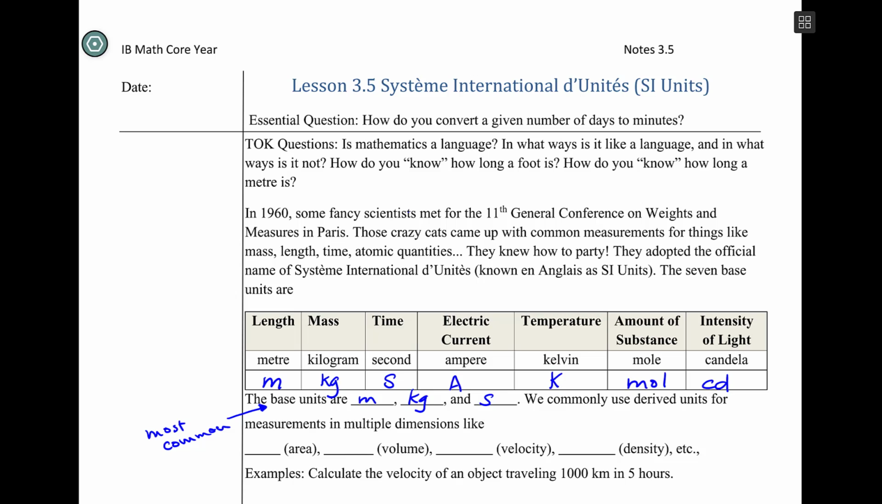They really knew how to party. But what they did was super important. They adopted the official name of Système International des Unités, otherwise known in English as SI units.